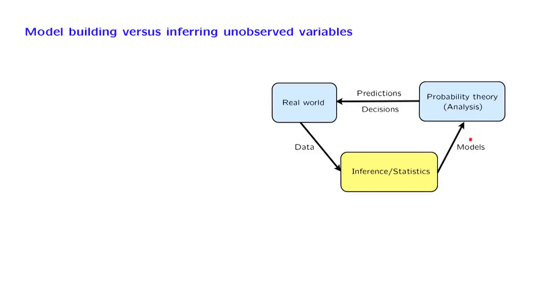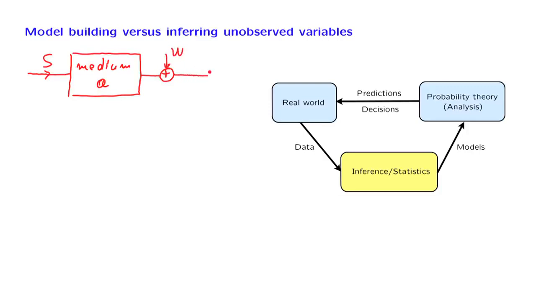To illustrate the difference between these two versions of the problem, let us think of a concrete setting. You have a transmitter who is sending a signal, call it S, and that signal goes through some medium. It could be just the atmosphere. And what that medium does is that it attenuates the signal by a certain factor A. And then as the signal travels, it also gets hit by some noise, call it W, and what the receiver sees is an observation X.